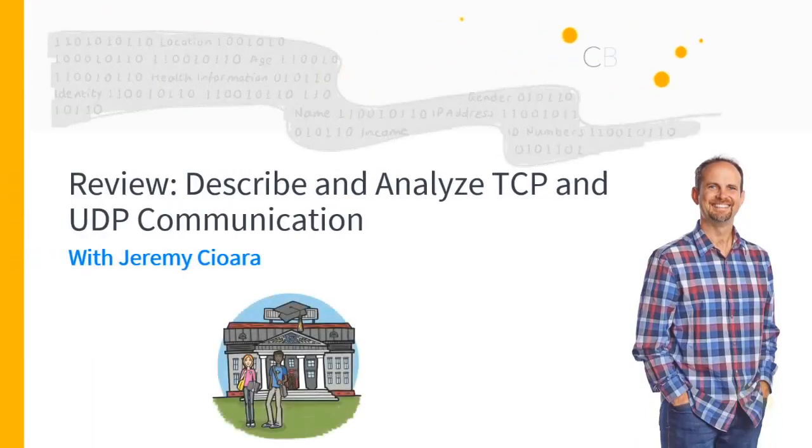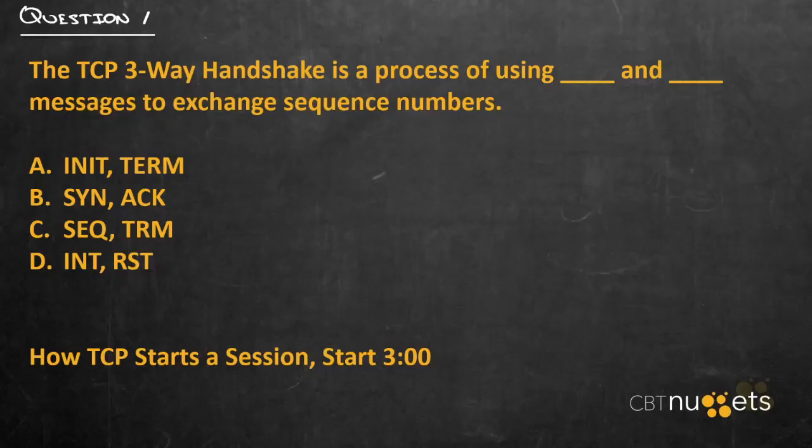All right, you think you got it? Let's find out. Reviewing, describing, and analyzing TCP and UDP communication. Number 1. The TCP three-way handshake is a process of using blank and blank messages to exchange sequence numbers. What do you think?